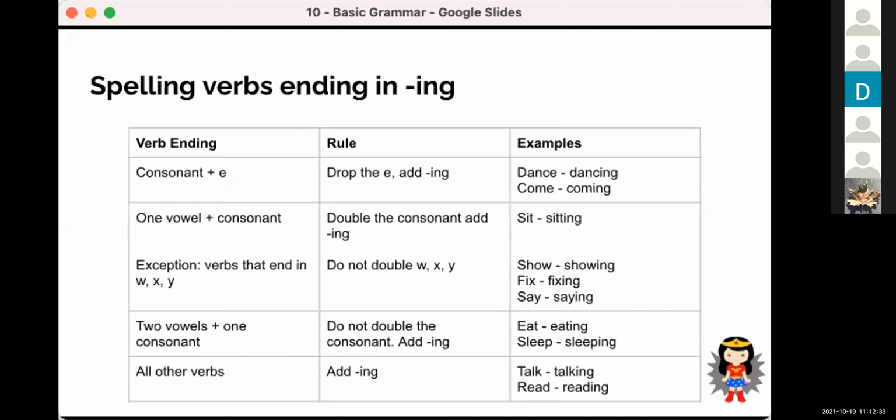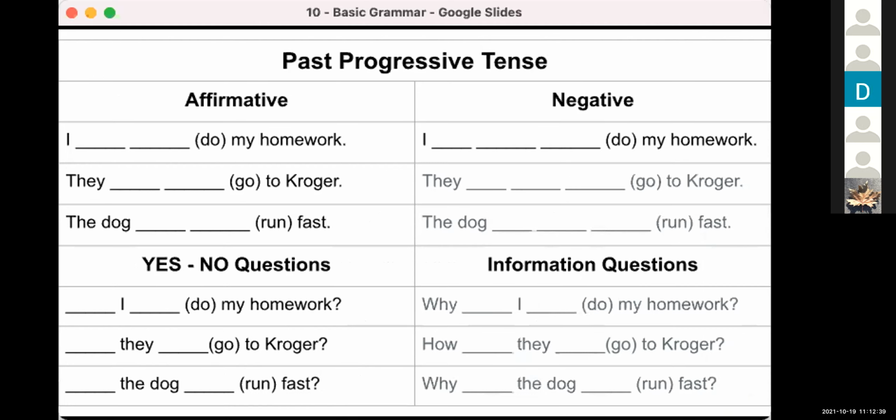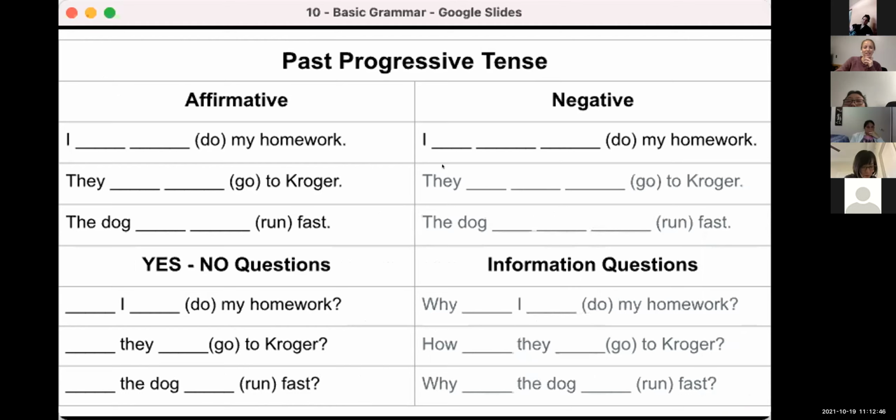Okay. Let's practice a little bit together. There are some sentences here. You've seen this kind of chart before on our other verb tenses that we've practiced. We have some sentences with affirmative and some with negative, some yes/no questions and information questions. So there's a verb here. We're going to use the past progressive using be, was or were, and the verb with ing.